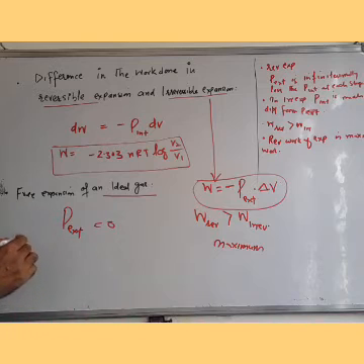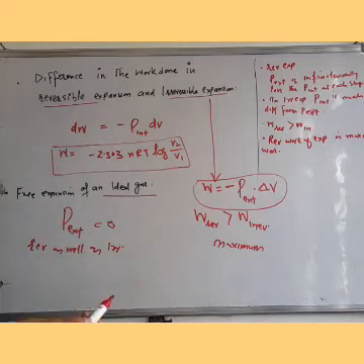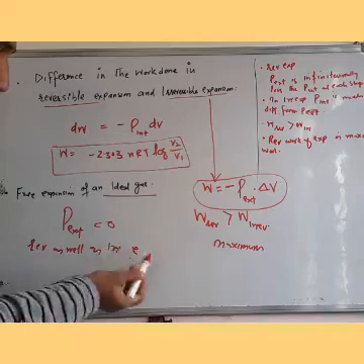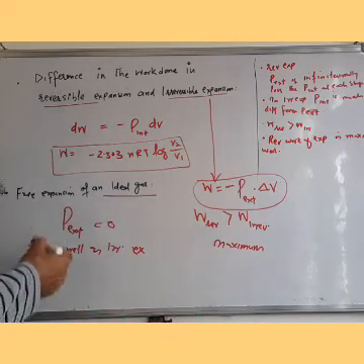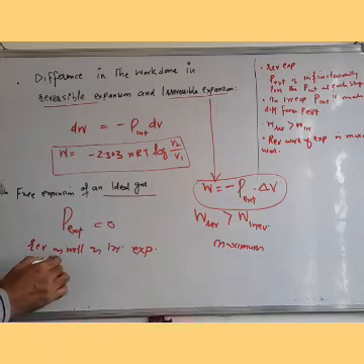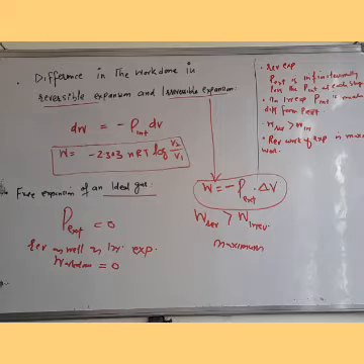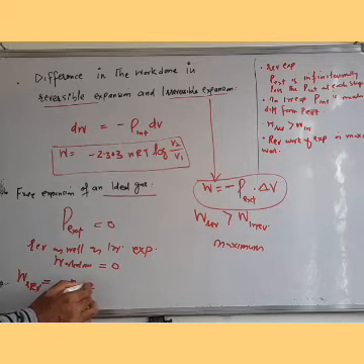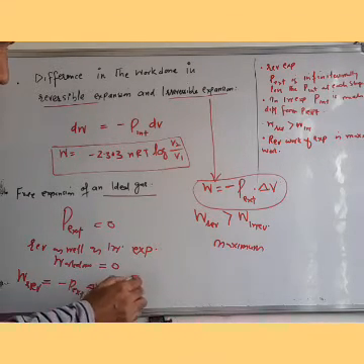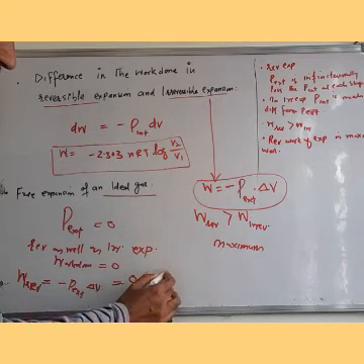Therefore, in reversible as well as irreversible expansion, the work done here will be equal to 0. That means W is equal to minus P external del V, that is equal to 0. This is W irreversible, P external del V. So P external equal to 0, del V, that is equal to 0.